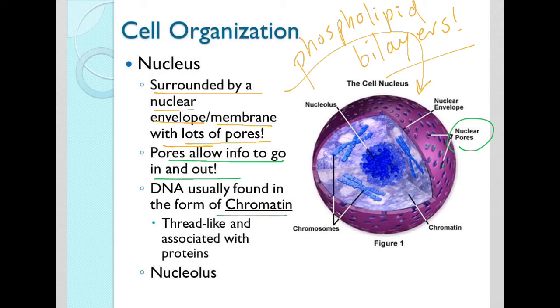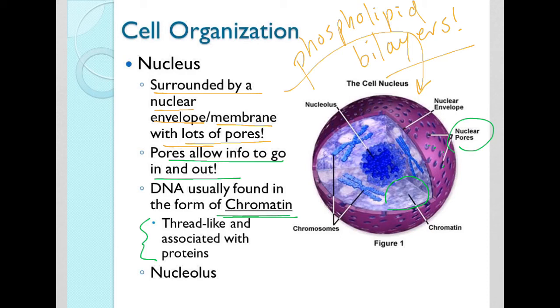DNA is usually found in the form of chromatin, which we'll talk more about when we get to the DNA unit. Chromatin's sort of thread-like and very associated with other proteins that hold the DNA together. So in this picture, there's sort of different things, but this is pointing to just this dense space of chromatin. You can't really see it. You can sort of think of it like spaghetti in a way.